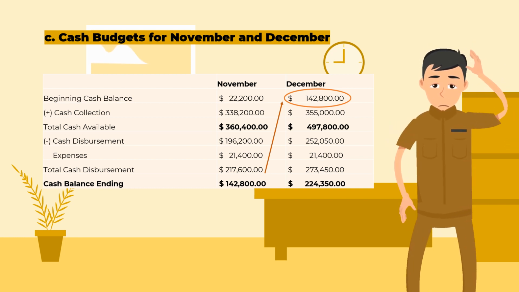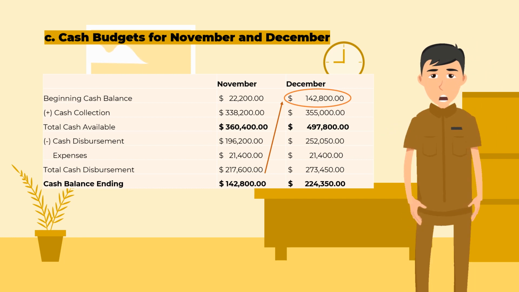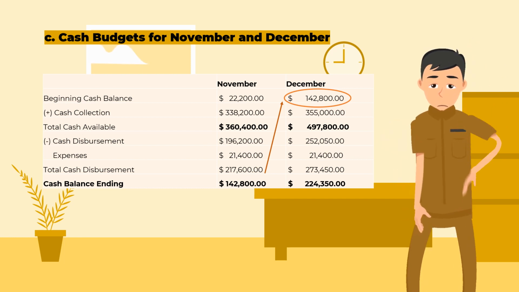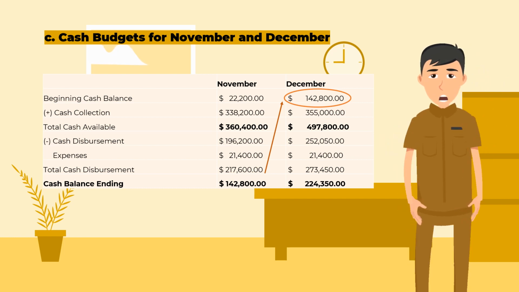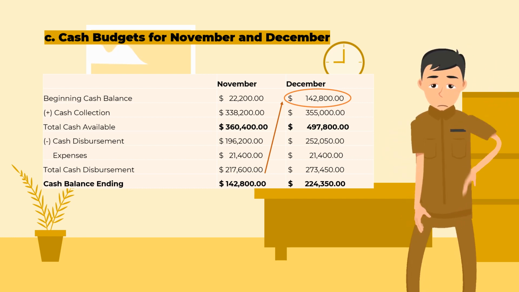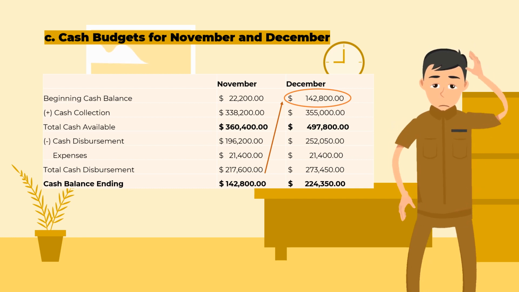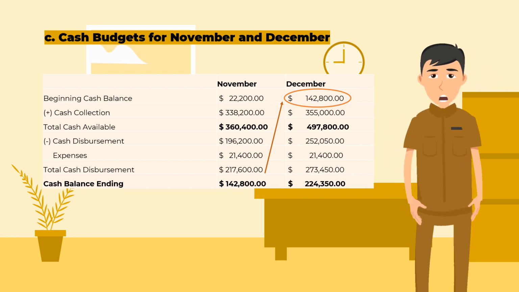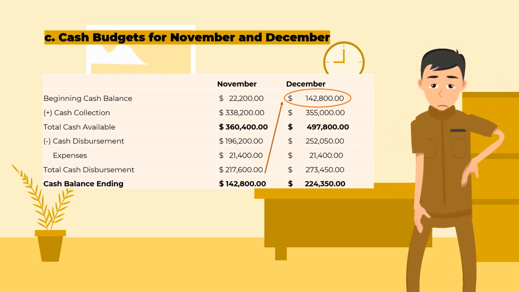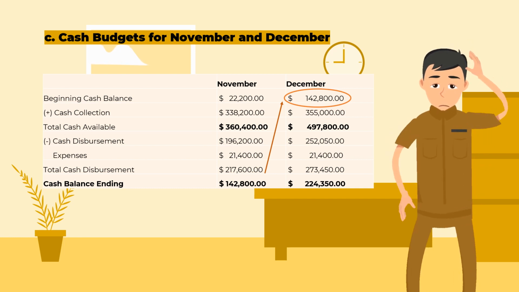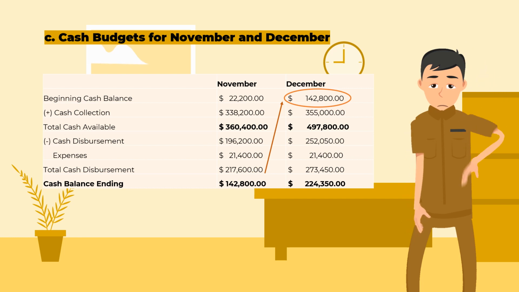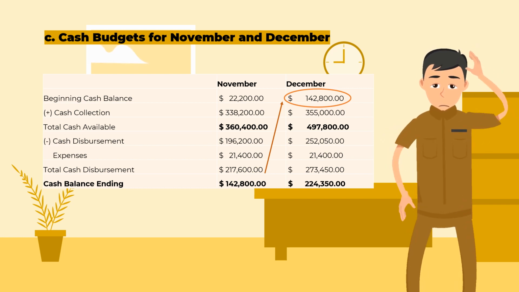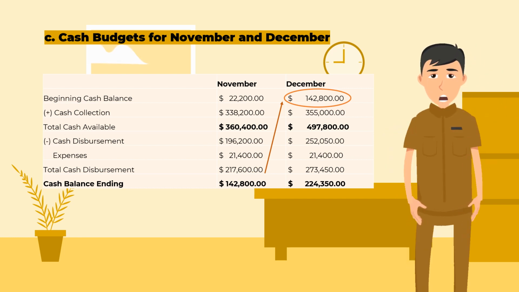And then for the cash disbursement, we just take it from the previous slide that we have calculated for November, which is 196,200, and also we add the expenses that are stated in the question, which is 21,400. So if we add up our cash disbursement and also the expenses, we can get the total cash disbursement, which is 217,600, which is for November.